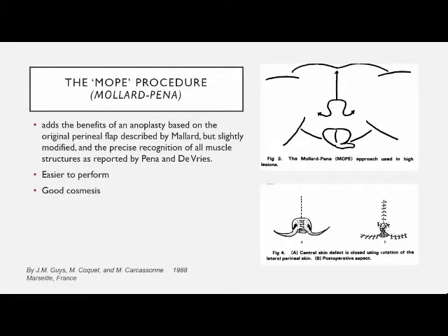The Moe procedure is another modification, the Mullard-Pena procedure. It adds the benefit of an anoplasty based on the original flap that was described by Mullard, that is the anterior curved transverse incision. This is slightly modified as shown in this diagram, and the central skin defect which is present after the flap is closed by rotating lateral perineal skin to close it. So this provides good cosmesis and is easier to perform.